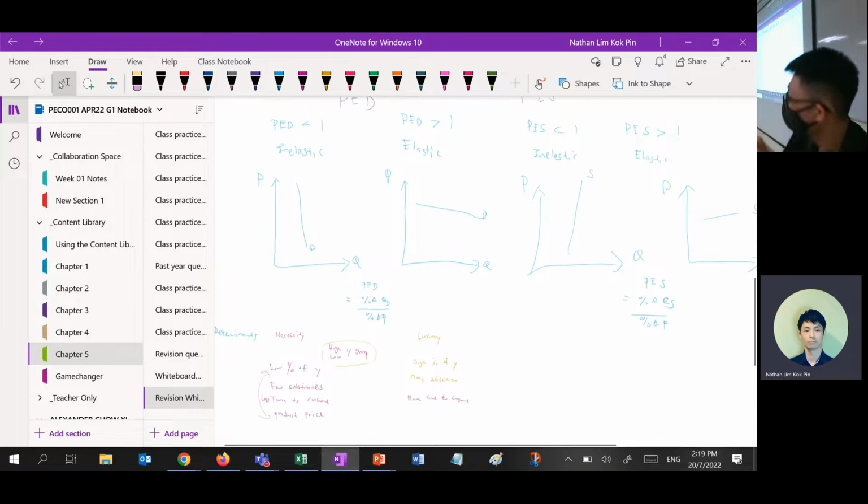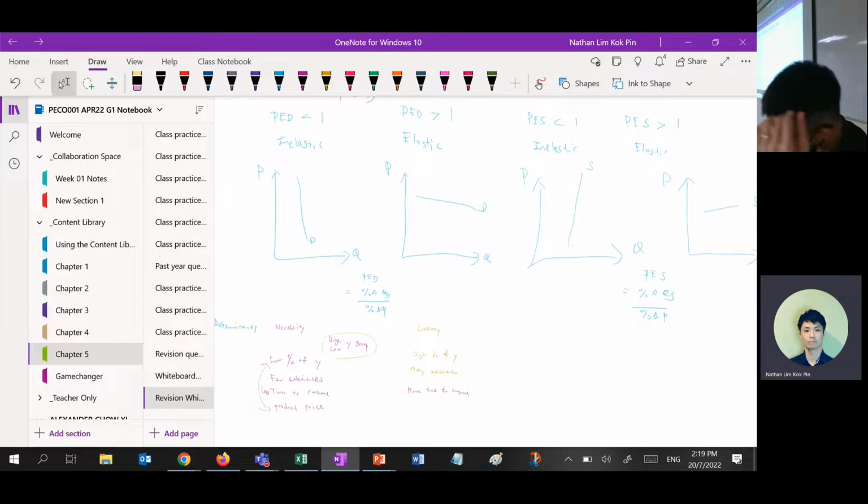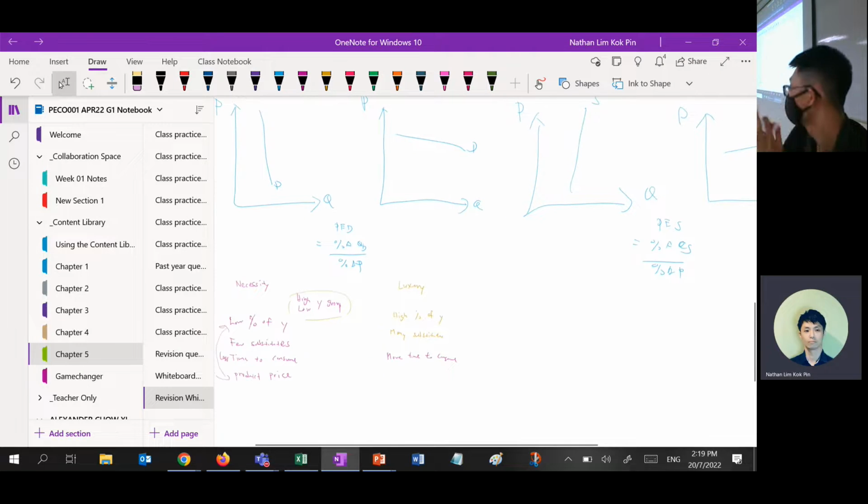For PES determinants of inelastic, there are also a few determinants, right? It can be due to unique resources.